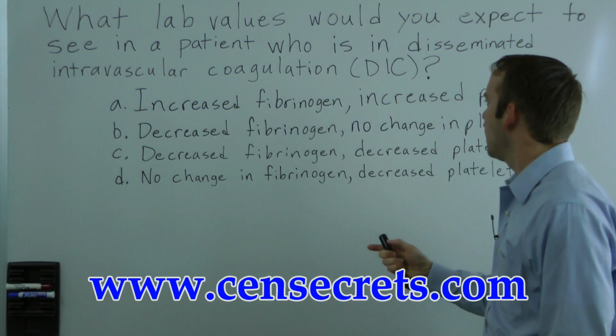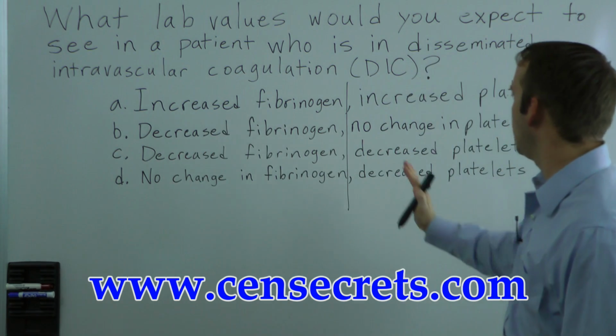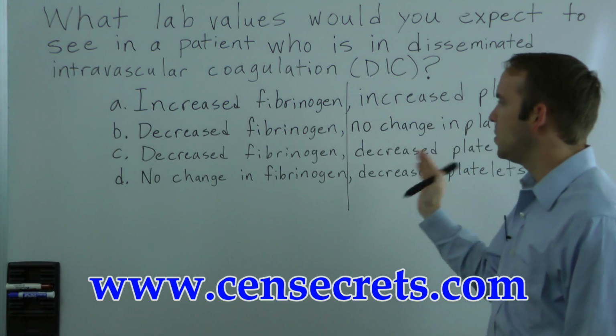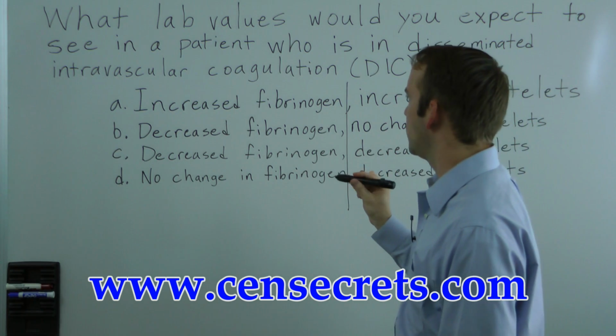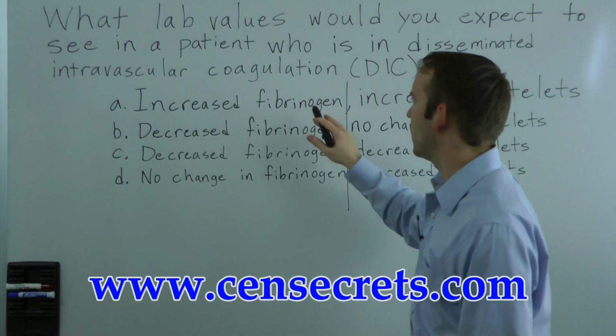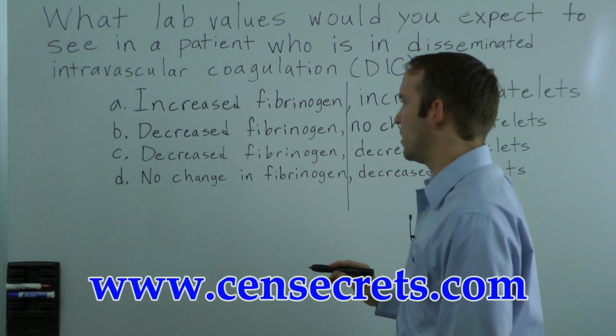As you can see, there's two main sections here. You have this value that's going to change, and then you have this value. So this is a great setup when you have two different values for your answer choices. Now if we look at just this side, we have increased fibrinogen to decreased fibrinogen, and then we have no change in fibrinogen.